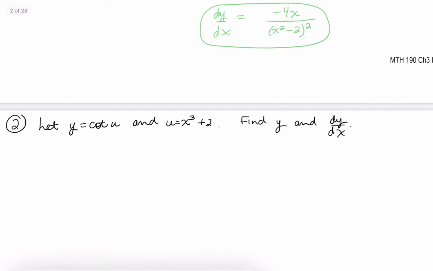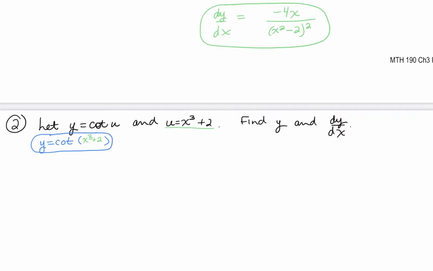So if I think about what y is in this case, my y here is equal to cotangent of u, and u is itself x cubed plus 2. So u is this x cubed plus 2. That's what y would look like if we were going to write it. Most commonly, you'll probably be given functions written this way, just as their functions of x to start.